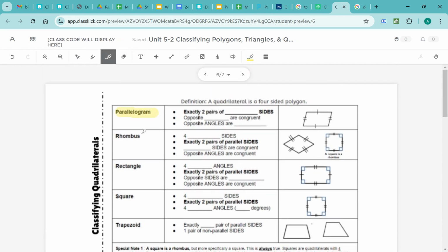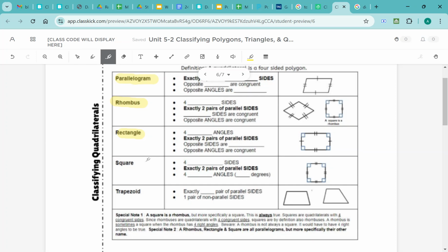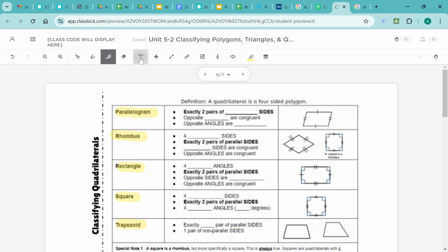Okay, so I know a lot of times in math we don't have vocabulary, but these you could think of as vocabulary words. So like parallelogram, rhombus, rectangle, square, and trapezoid. You want to know the definitions for them. So let's go over the definitions.